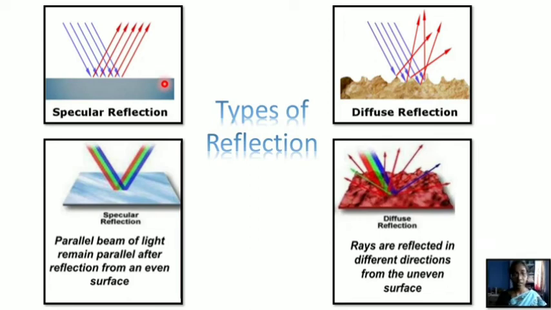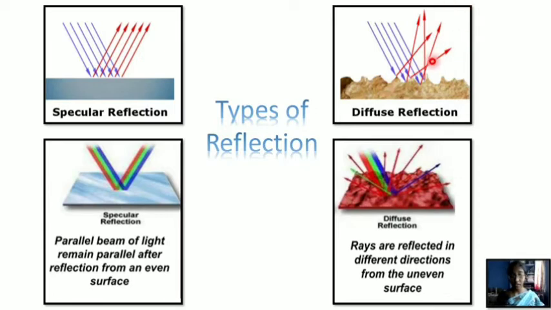Next we will see the diffuse reflection. In the diffuse reflection, the surface is uneven. In regular reflection, we saw that the surface is even, so whatever light hits the surface is reflected back in the same direction, and the rays are parallel to each other. But when the incident ray hits an uneven surface, the reflected lights are not in the same direction; they go in different directions.